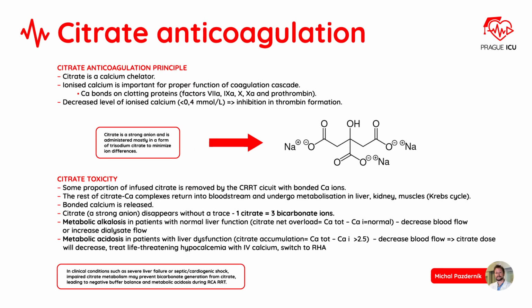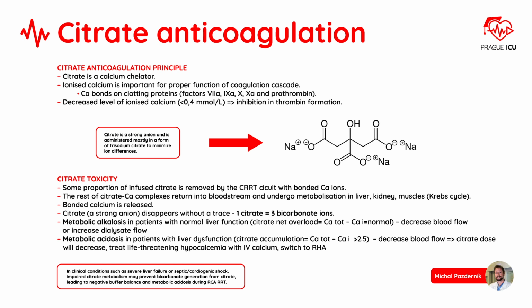How does the citrate anticoagulation work? Citrate is a calcium chelator. Ionised calcium is important for proper function of the coagulation cascade. Calcium bonds on clotting proteins. Decreased level of ionised calcium leads to inhibition in thrombin formation. Citrate is a strong anion and is administered mostly in the form of trisodium citrate to minimize ion differences.